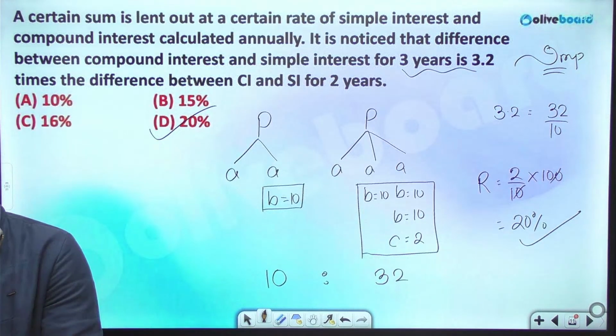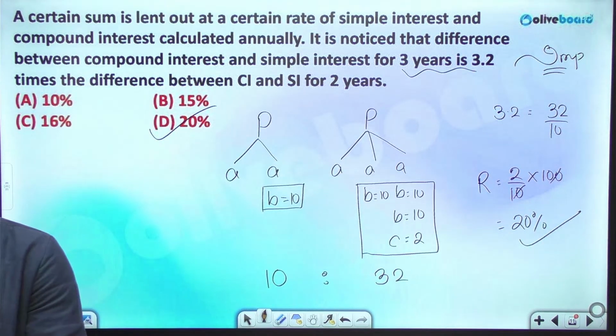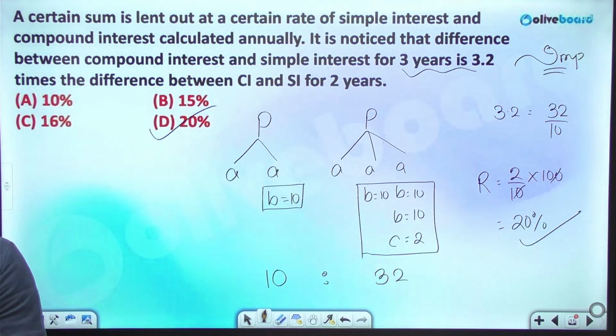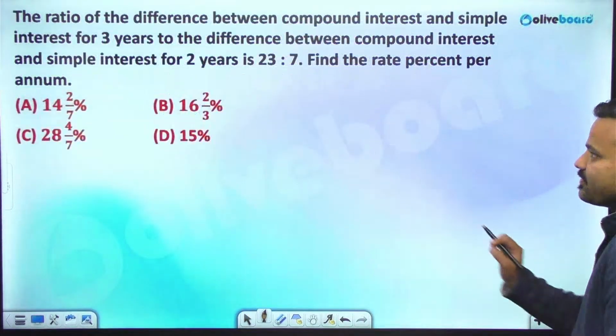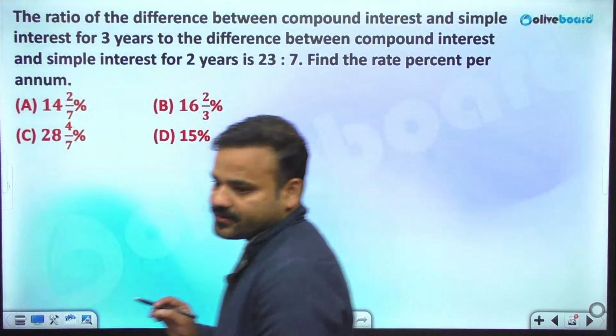We do have the same question. One more question is there. Fine. So 20%. Similar question is this.